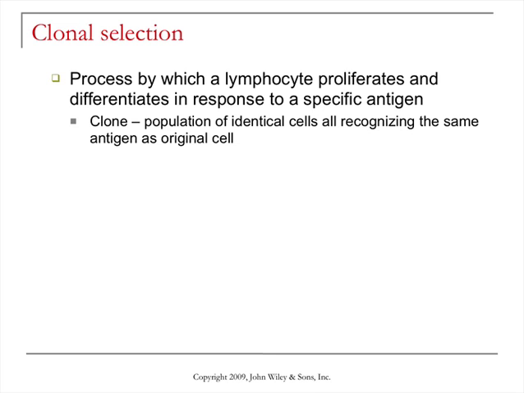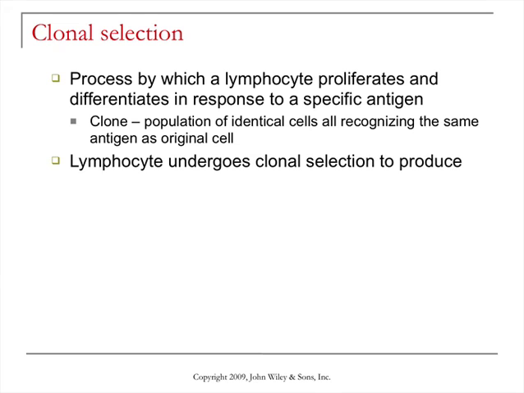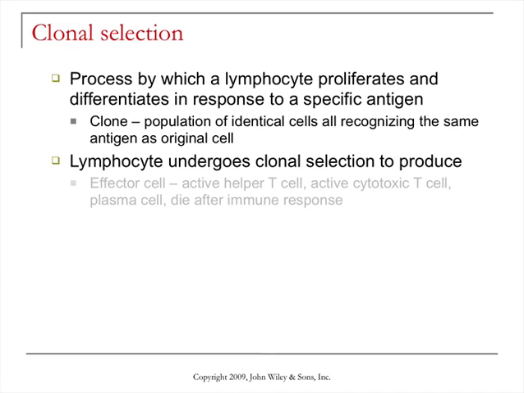This process of clonal selection occurs in secondary lymphatic organs and tissues. This includes places like your tonsils and your lymph nodes. So whenever a lymphocyte undergoes clonal selection, it will produce two kinds of cells: effector cells, and this includes active helper T cells, active cytotoxic T cells, and plasma cells. And these are the cells that will carry out the particular action of the immune response, but they will die afterwards. Plasma cells are the name of the cells that are derived from the B cells.